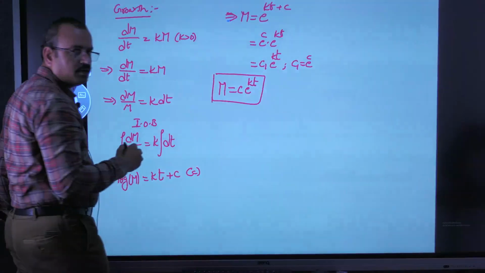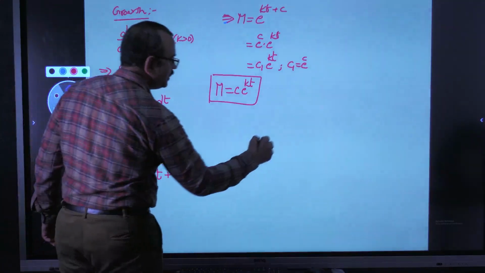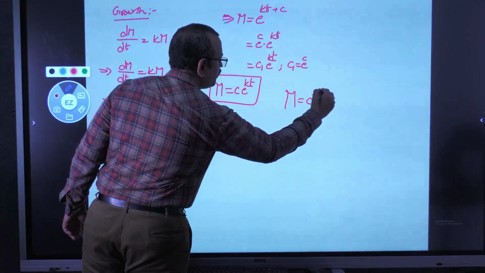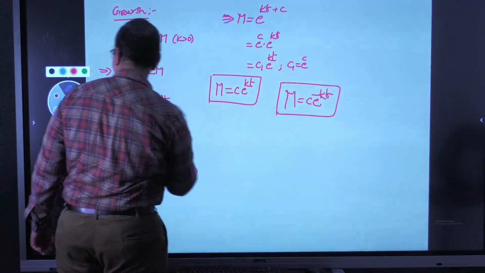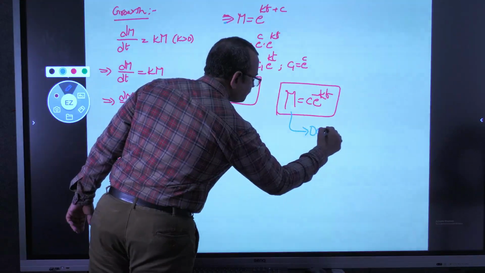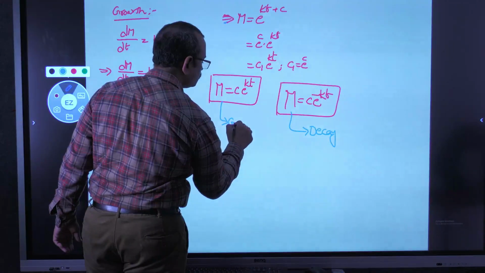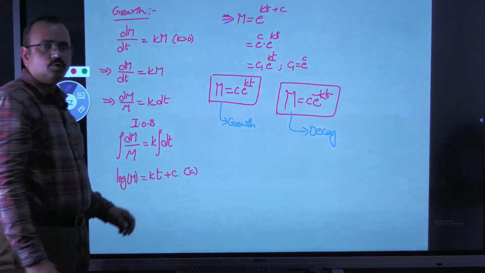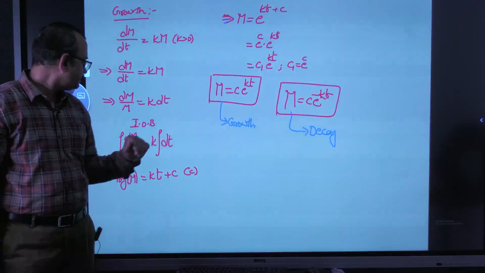So this is the formula for the law of natural growth. If you perform the same for the law of decay, we get the formula m is equal to c into e power minus kt. That is the only difference. So this is for the natural law of decay, and the other is for the law of growth. Okay, now we will see some problems. First of all, we will see some problems related to growth.